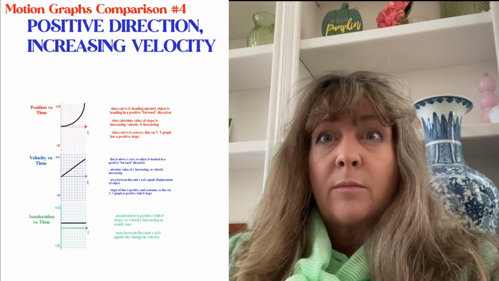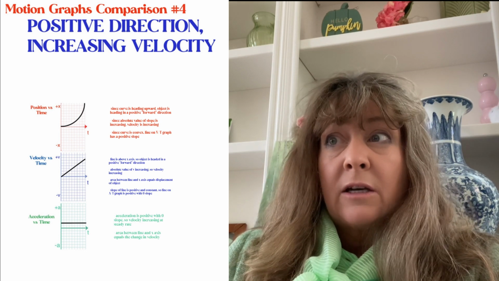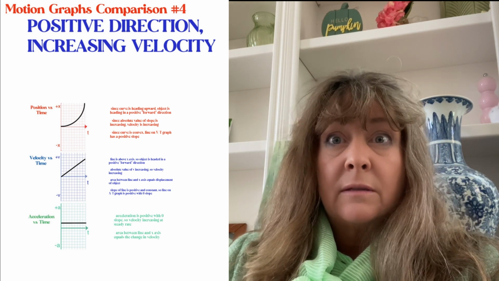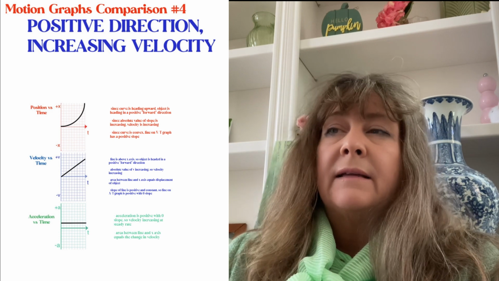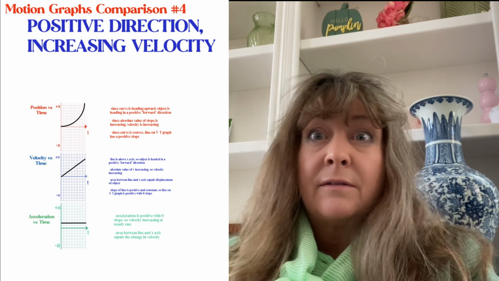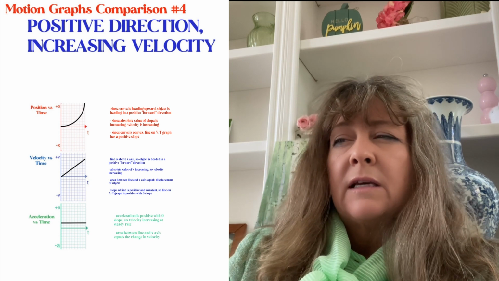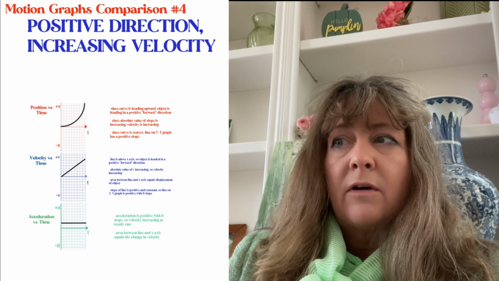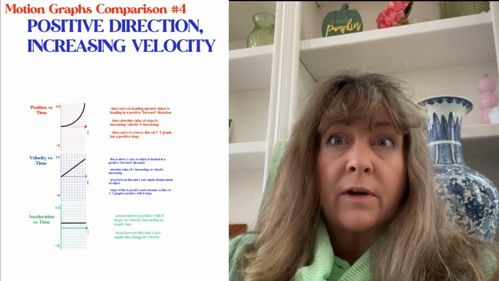So motion graph comparison number 4. This object is heading in a positive direction. It's moving forward and it's increasing in velocity, so it means it's getting faster. In the top graph, the curve is heading upward and the object's heading in a positive forward direction since it's going up.